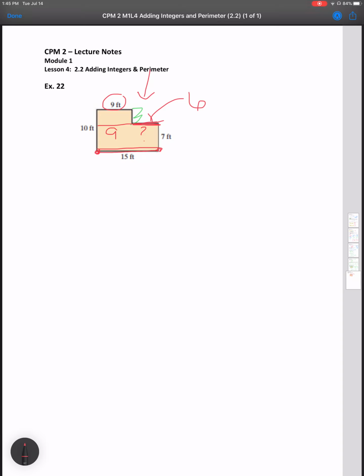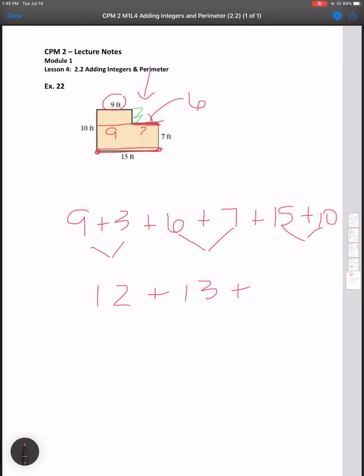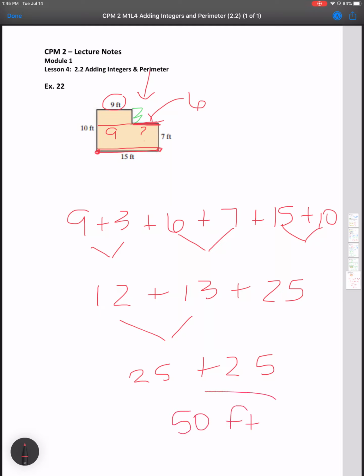So now we have all the sides. 9 plus 3 plus 6 plus 7 plus 15 plus 10. So I just need to add all this up. So that's going to be 12 plus 13 plus 25. So that's going to be 25 plus 25. So if I can add correctly, that's going to be 50. And don't forget, whenever we're dealing with perimeter, you just put your unit back on. And that is 2.2.